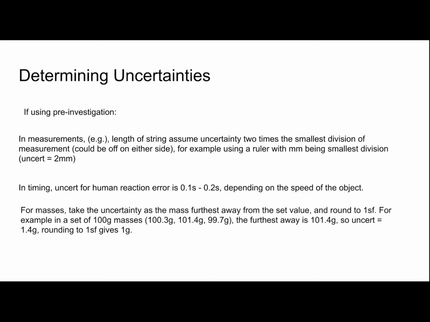All uncertainties need to be rounded to 1SF. Remember, so all uncertainties rounded to 1SF, so 1.4 grams rounded to 1SF gives us just 1 gram. So that would be our uncertainty in that case.